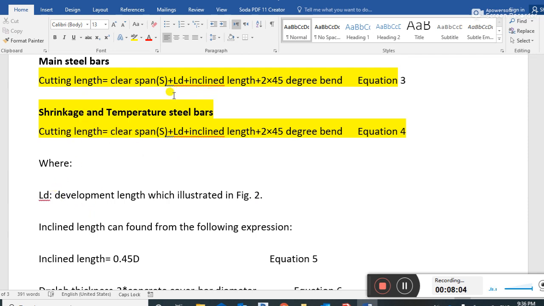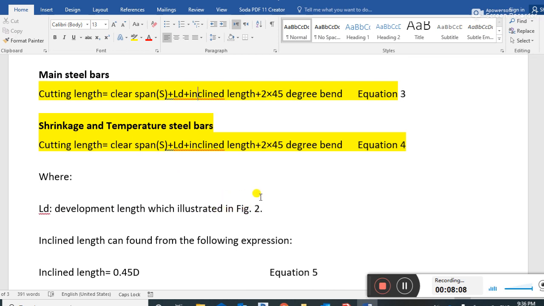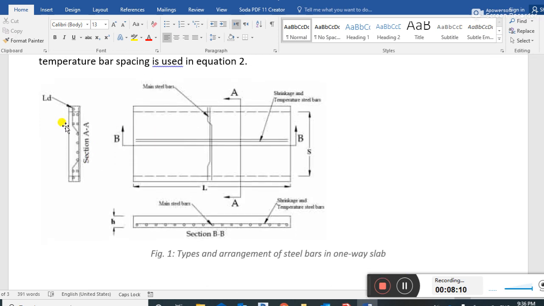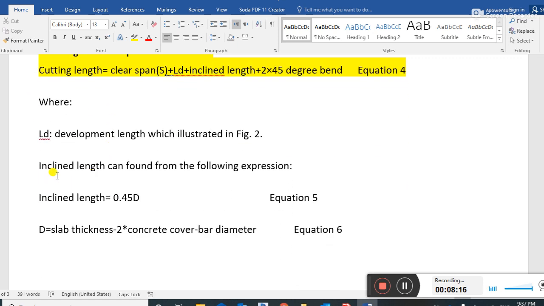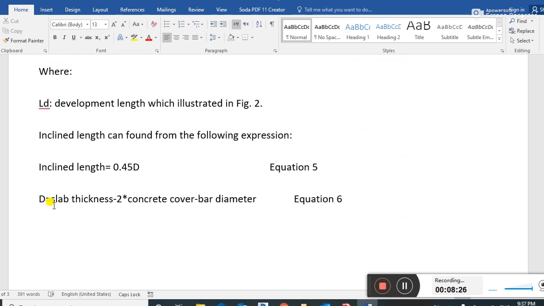What is LD? LD is development length, which is illustrated in figure number 2. This is LD, the development length. Inclined length can be found from the following expression: inclined length is equal to 0.45 D. What is D? D is the slab thickness minus 2 times concrete cover minus bar diameter.